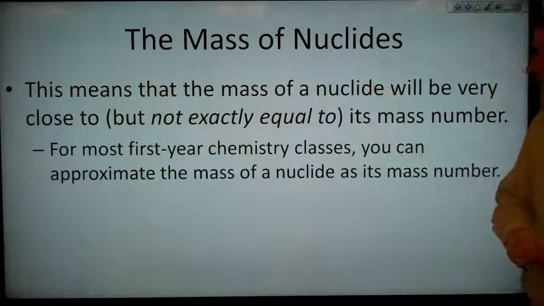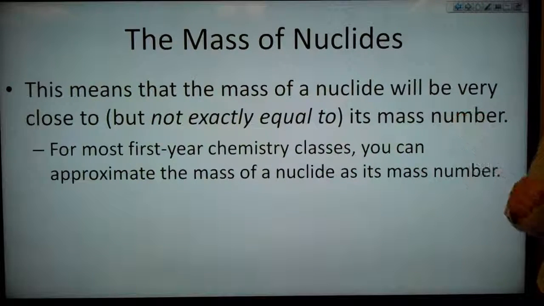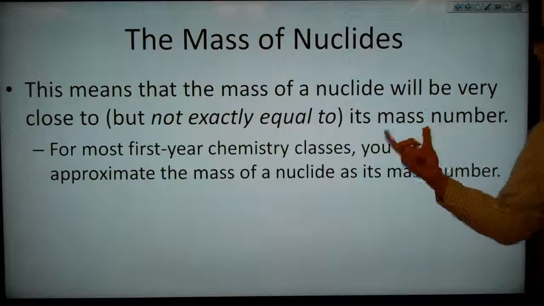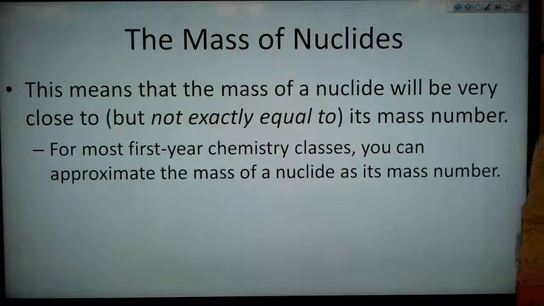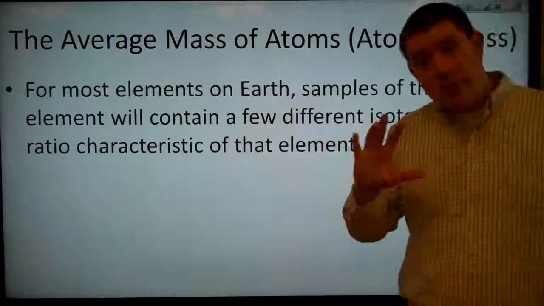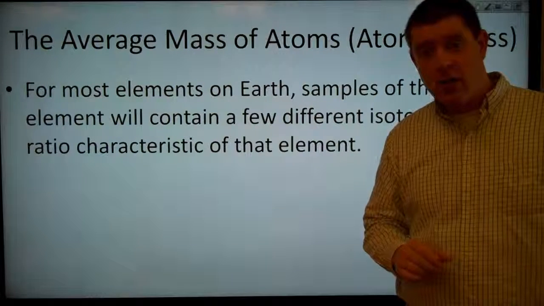This means that the mass of a nuclide will be very close to, but not exactly equal to, its mass number. Now, for most first-year chemistry classes, you can approximate the mass of a nuclide as its mass number. These small differences for loss of that energy will be small enough that in most first-year chemistry courses, you shouldn't have a problem.